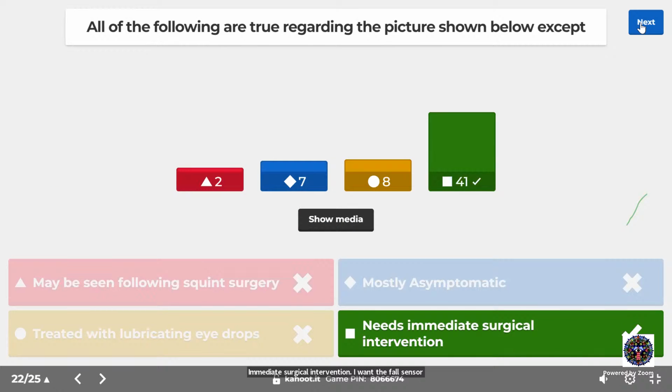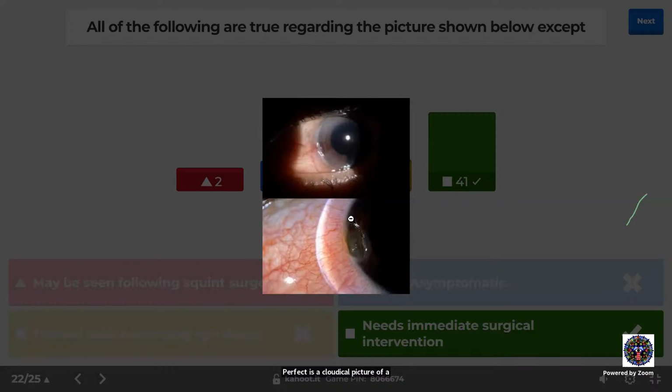Perfect. This is a classical picture of a Dellen. Whenever there is a loss of integrity of the surface because of the squint procedure, because of the sutures, sometimes there is an area where no hydration happens. So it's a classical Dellen. Dellen is very self-resolving on its own by the use of just lubricating drops alone. It doesn't need any immediate surgical intervention.